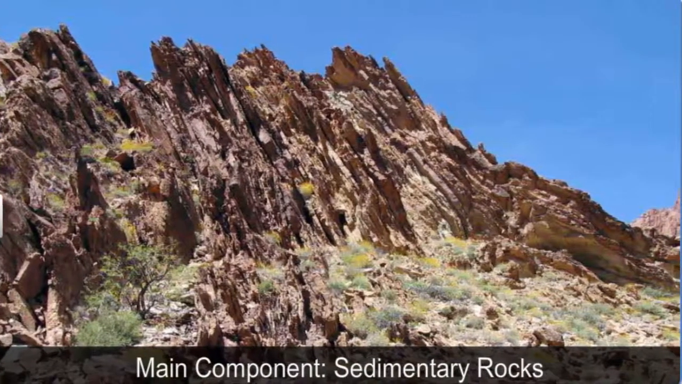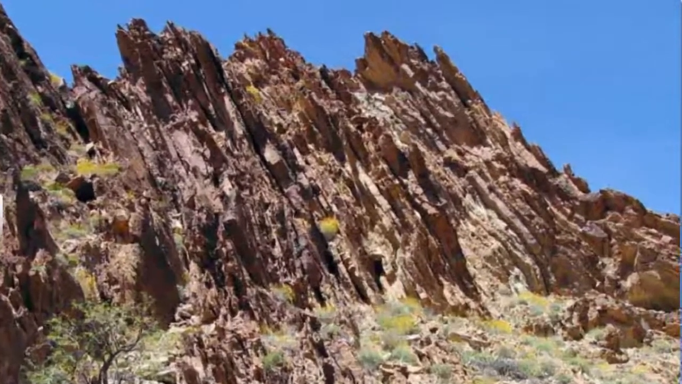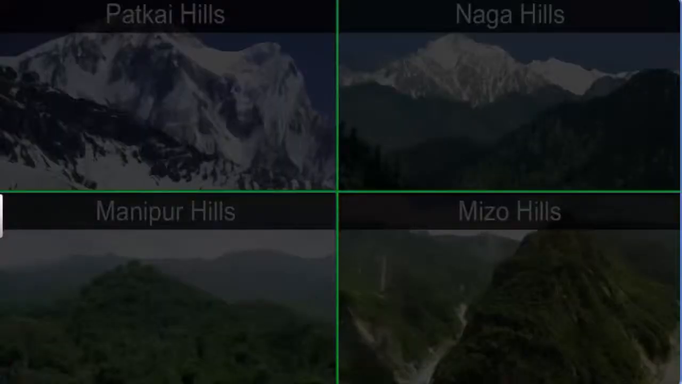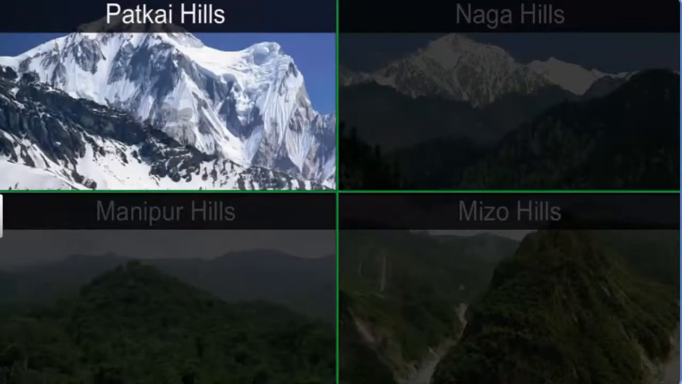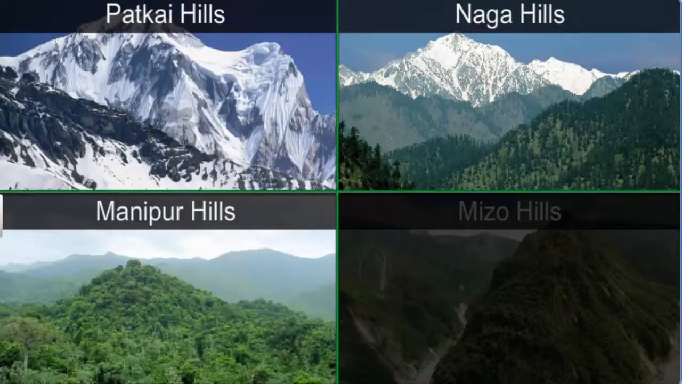Let's take a closer look at the Puravanchal range. The Puravanchal range is made up of the Patkai Hills, the Naga Hills, the Manipur Hills, and the Mizo Hills.